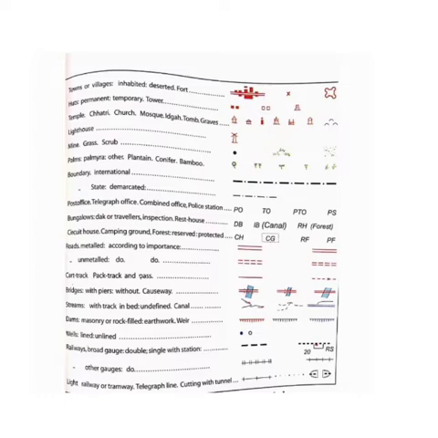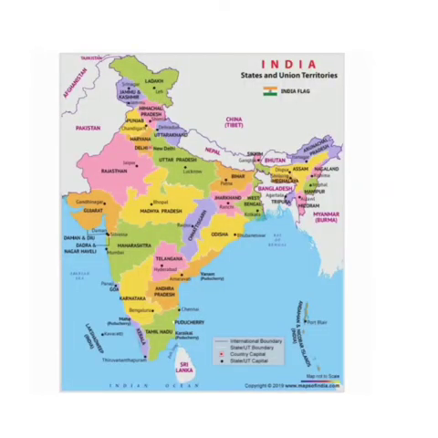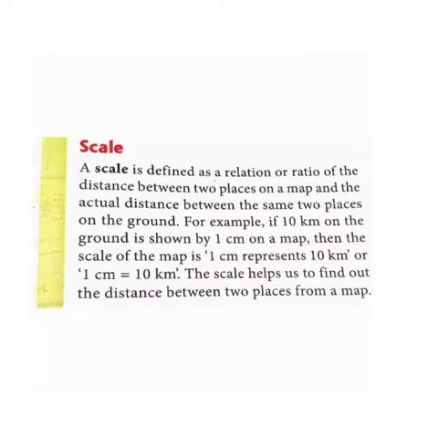The next feature is the scale. Scale is defined as the relation or the ratio of the distance between two places on a map and the actual distance between the same two places on the ground.